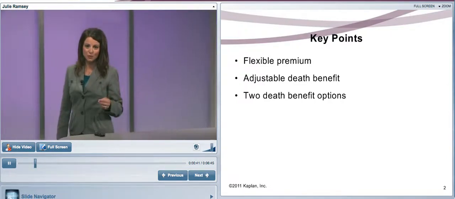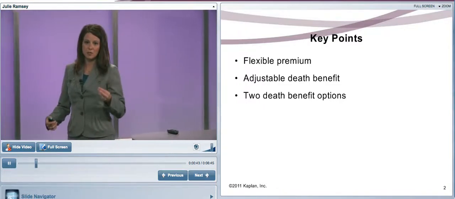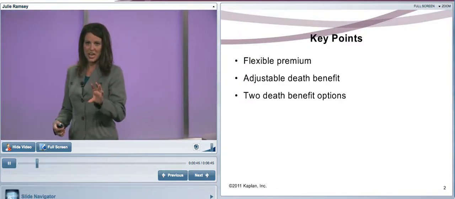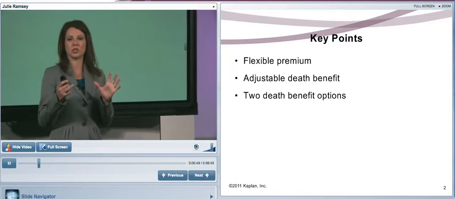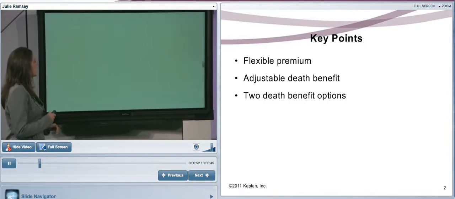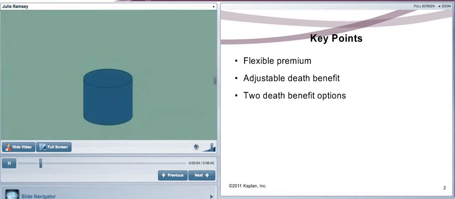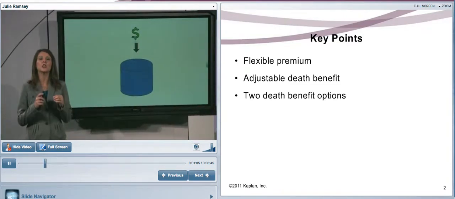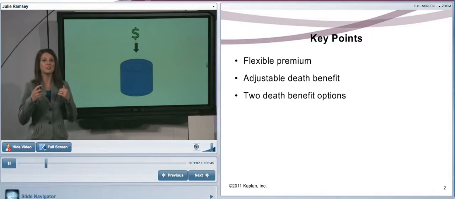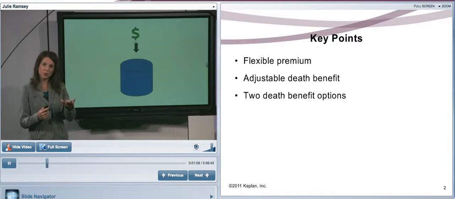Now, in learning Universal Life, it's very difficult to try to look at the text. I think it's very simple if we can put this together in a picture. Let's take a look. Here is our Universal Life policy. It's a bucket, right? The premiums that we pay go into that bucket. Now, we said the premiums are flexible. You get to decide how much money you put into that bucket. It's a flexible premium, so it's not scheduled where you have to pay a certain amount.